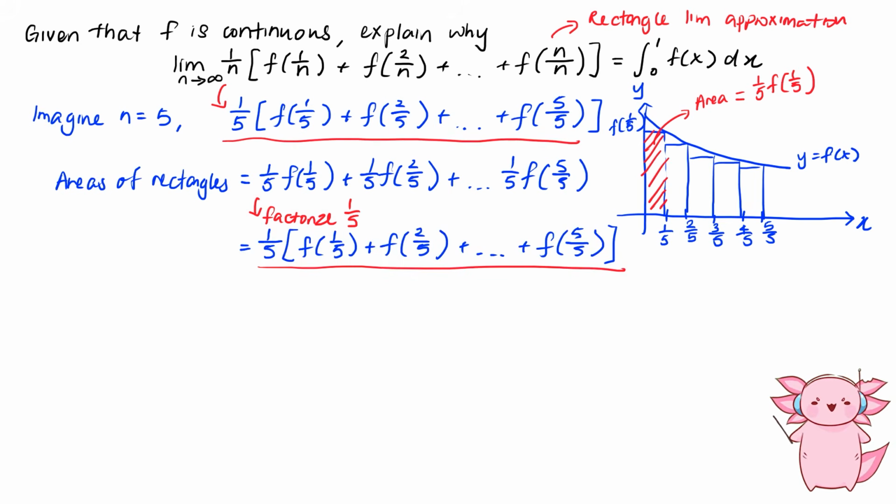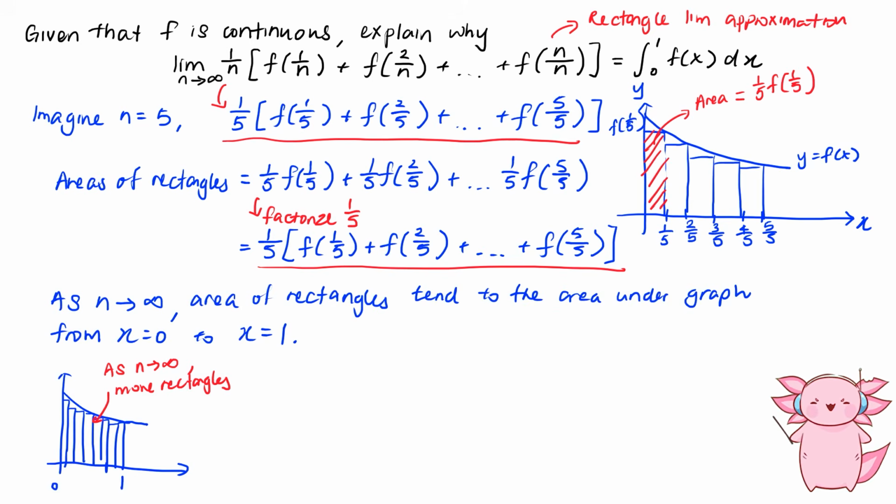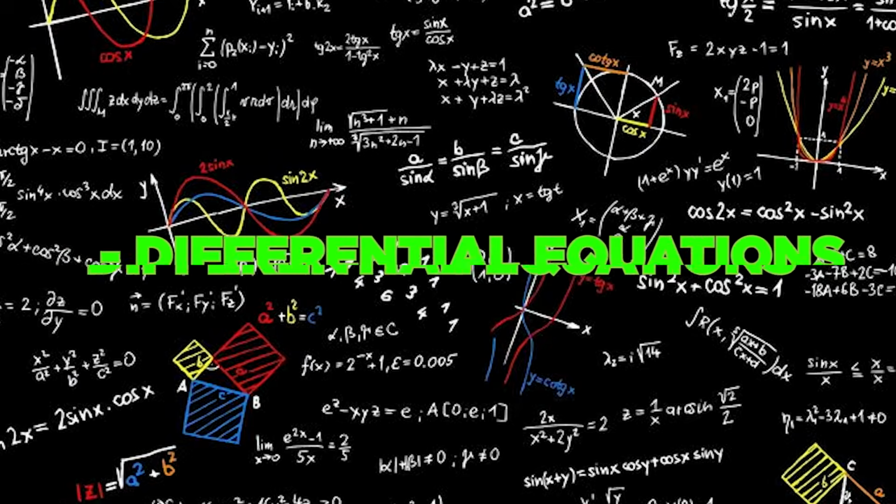Therefore, as n approaches infinity, we have infinitely thin rectangles, and the area of all the rectangles will just be the integral from x equal to 0 to x equal to 1.